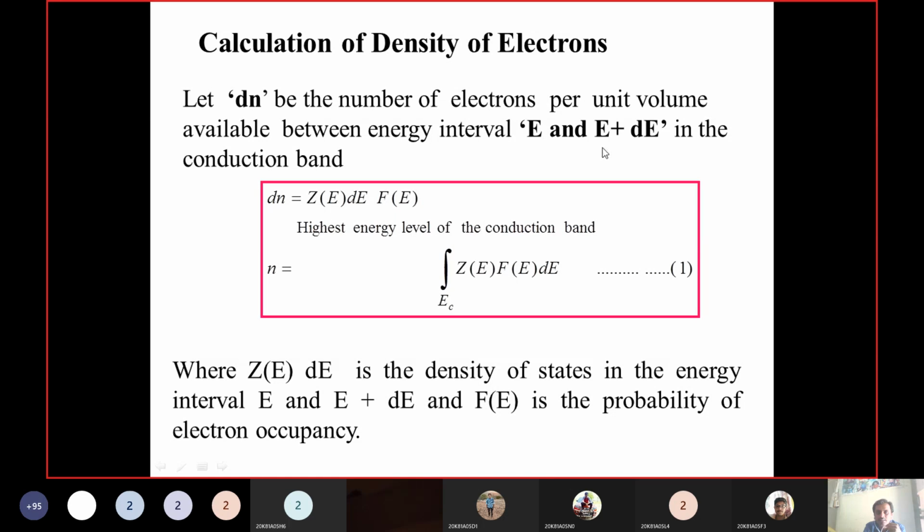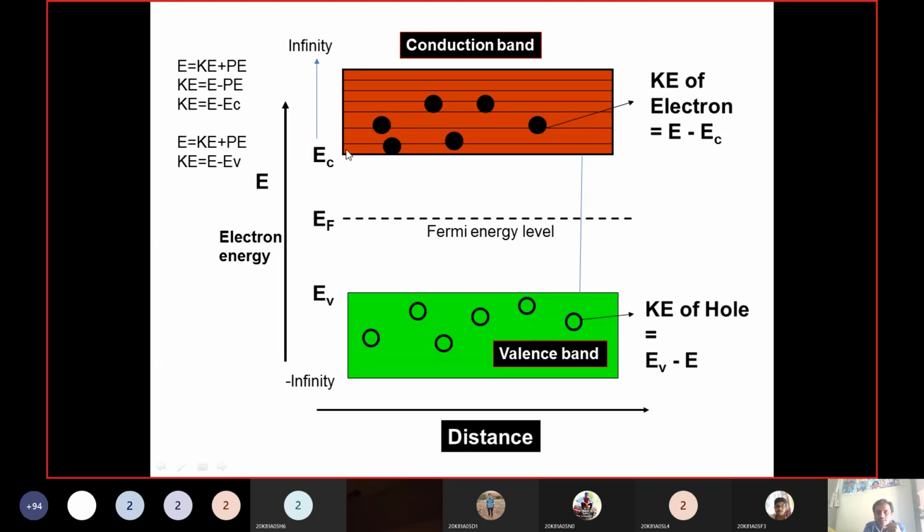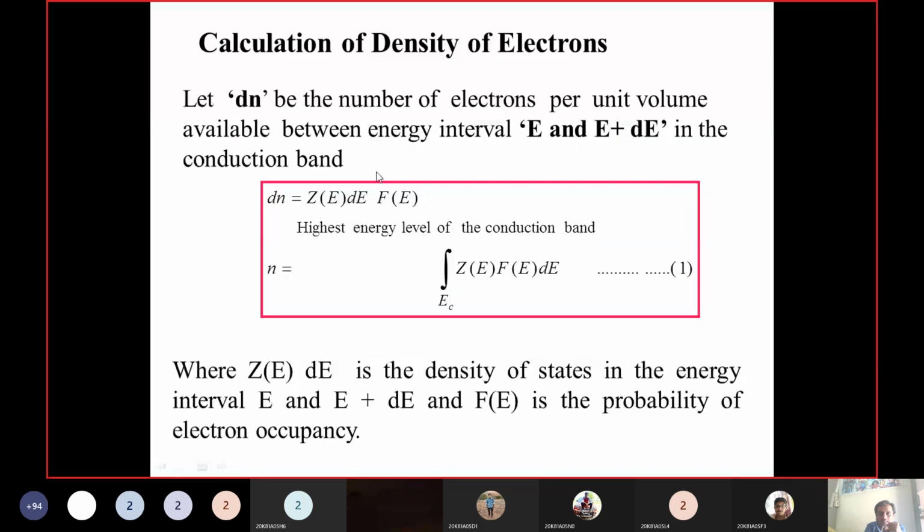Why are we taking dn? Suppose the energy here is E, and we take dE. From this energy level to this energy level, how many electrons will be present? We calculate this using the equation dn equals Z of E dE into F of E. F of E is the probability of finding the electron, and Z of E dE is the density of states.